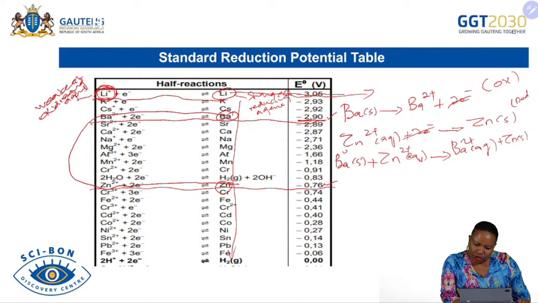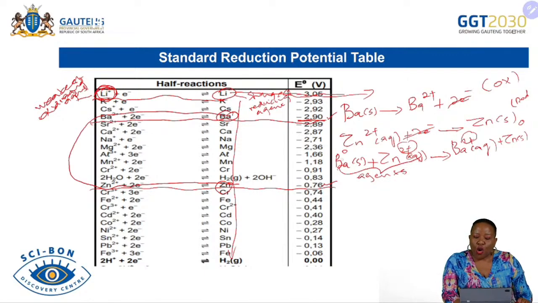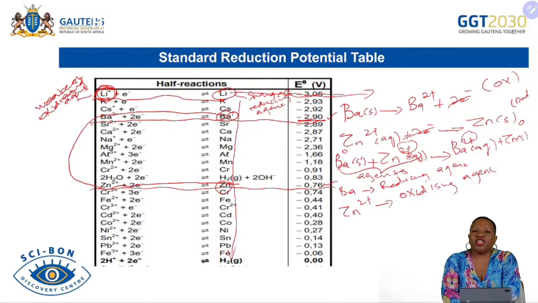It means barium moved from 0 to 2 plus, and zinc moved from 2 plus to 0. So we can immediately see that between zinc and barium, because these are our agents, we can identify which agent is oxidizing and which agent is reducing. Because barium's oxidation number increased, barium is our reducing agent because it undergoes oxidation, and zinc 2 plus is our oxidizing agent because it has gained electrons and its oxidation number has decreased.